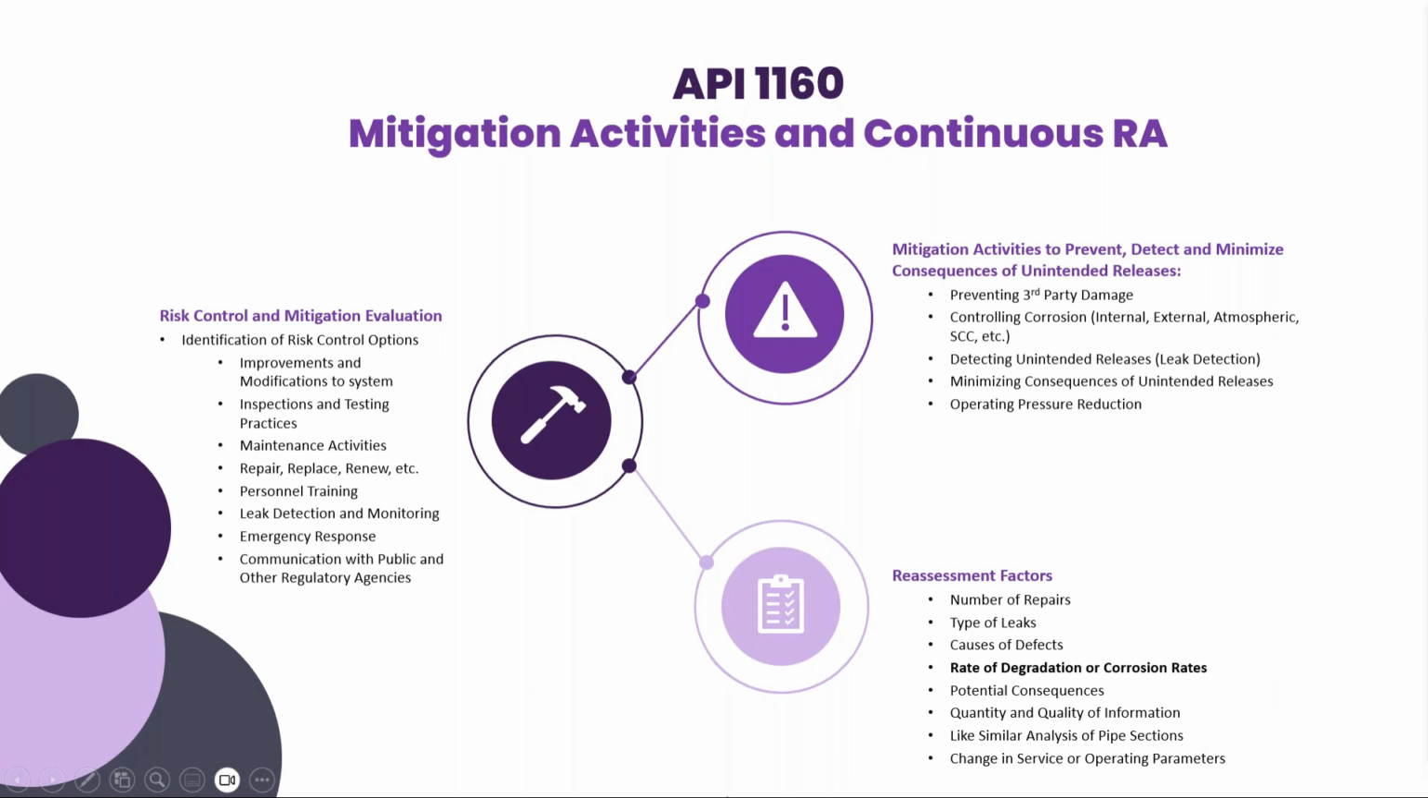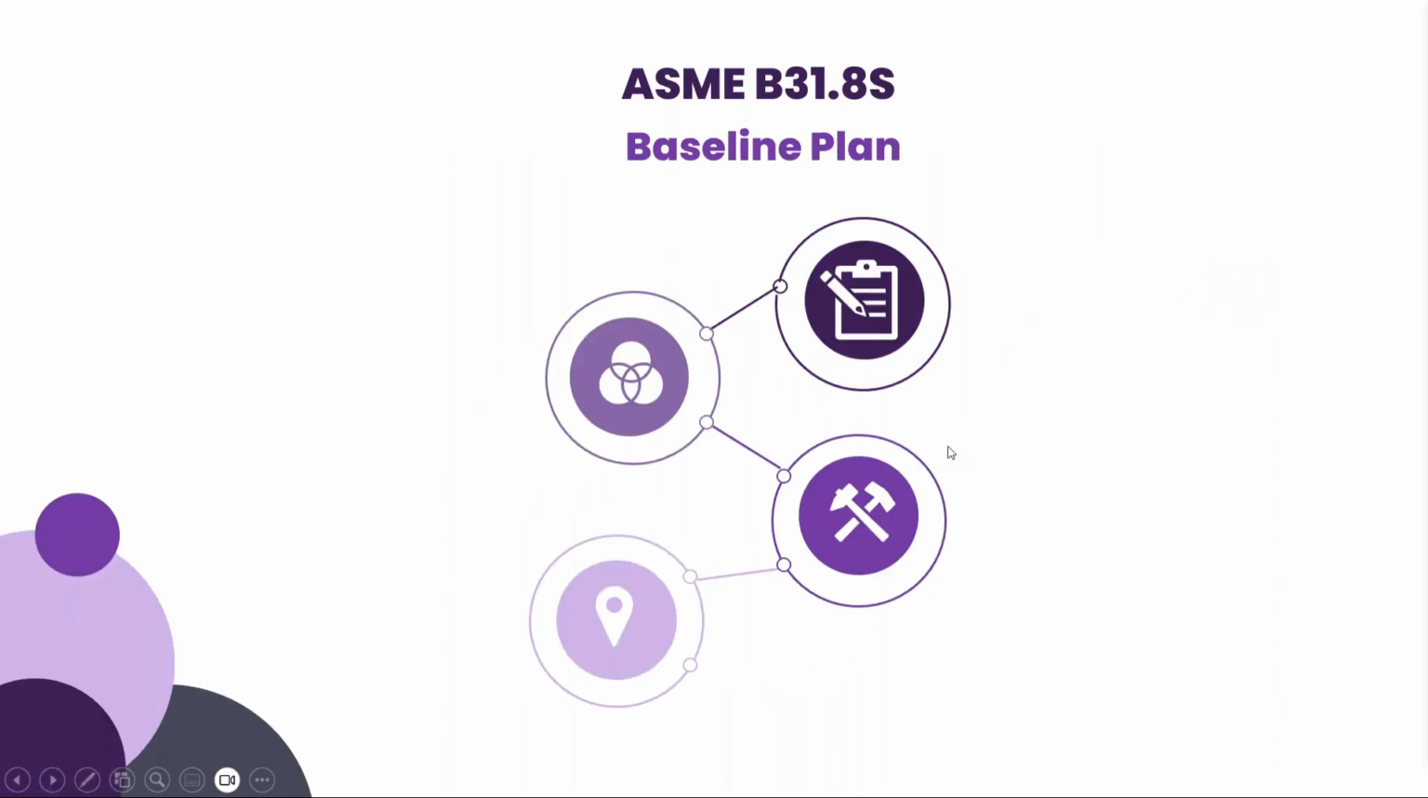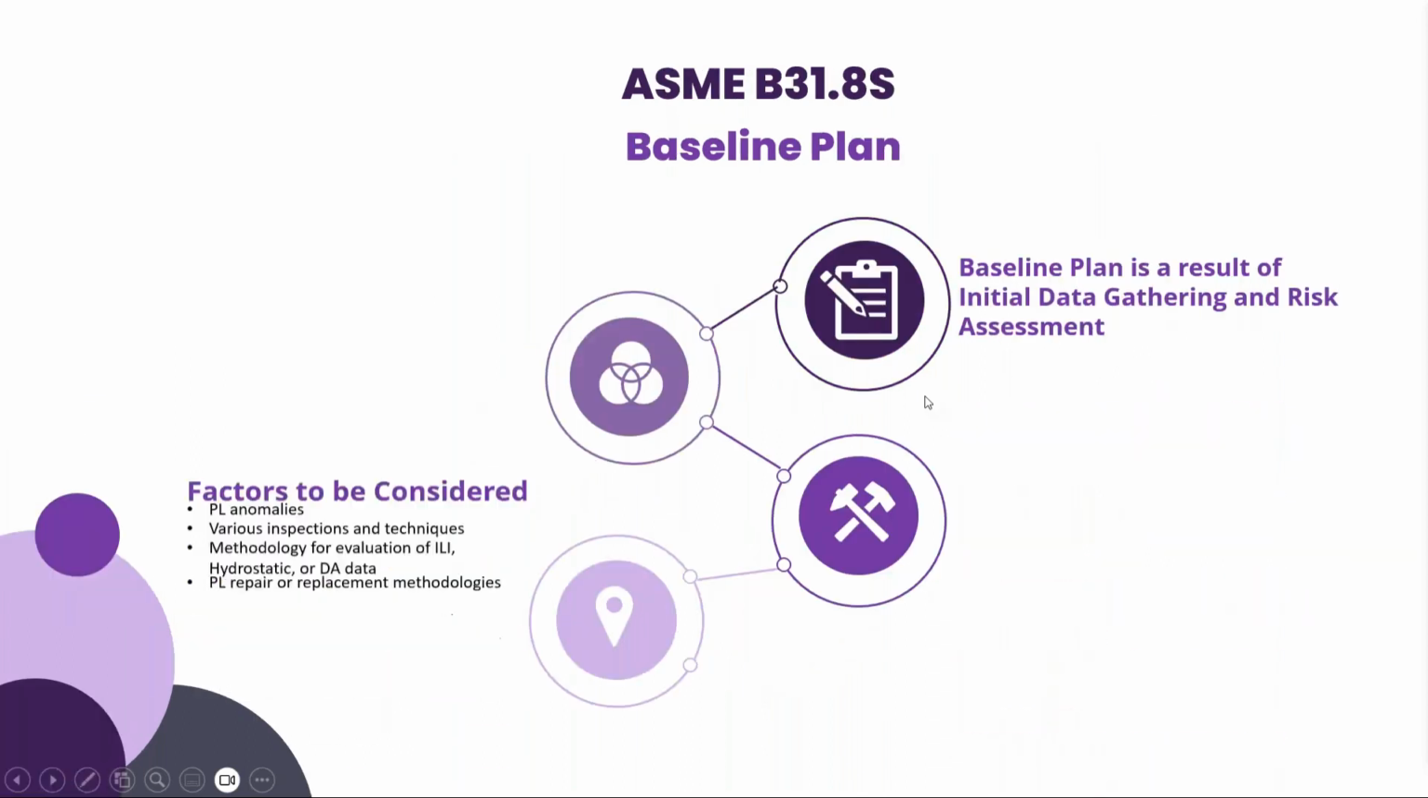What's going on here? Change in service or operating? Are we keeping up with what's happening on the pipeline? It's not just the rate of degradation. Why are we even experiencing it? We need to look at these things. That's all part of reassessment, not just take one number. Okay, we got our corrosion rate. We know what's going on. Not enough. Okay, so we got a baseline plan.